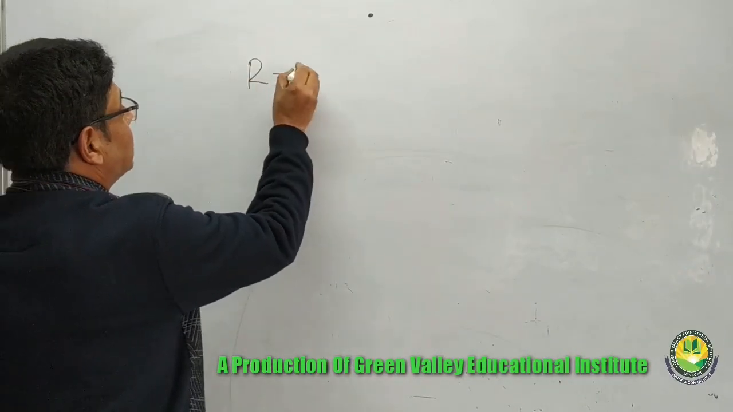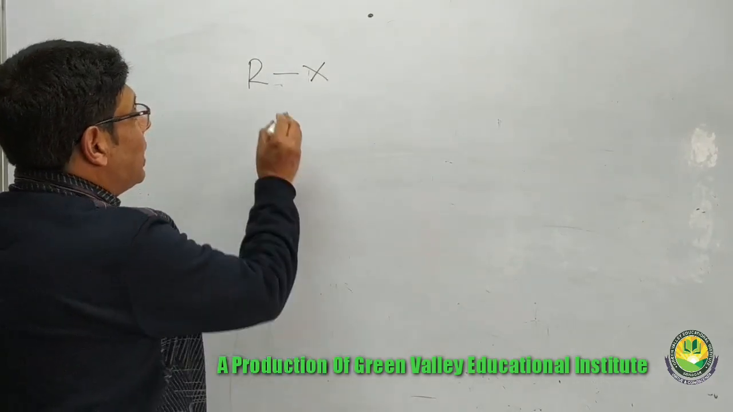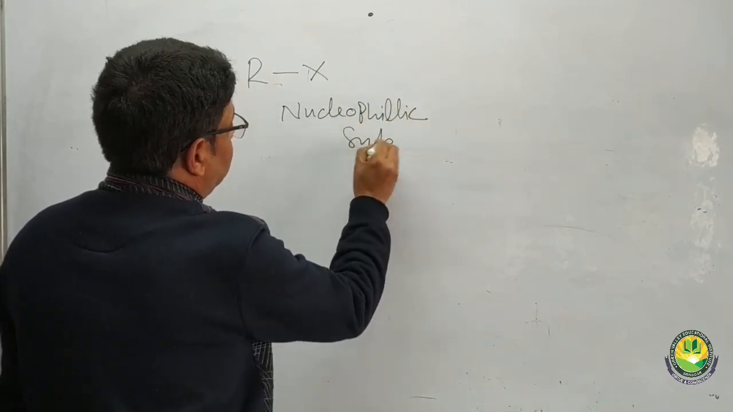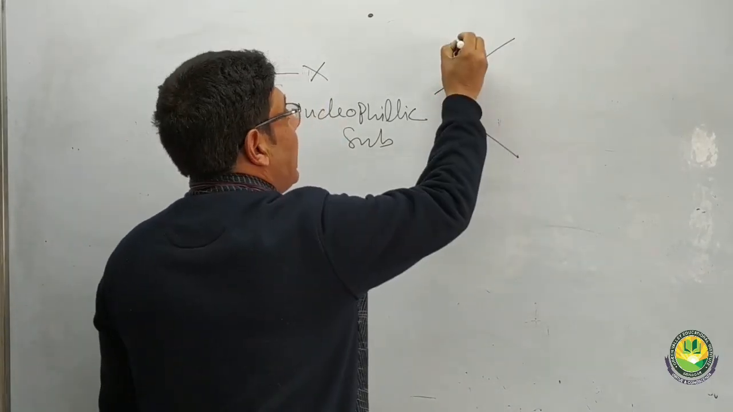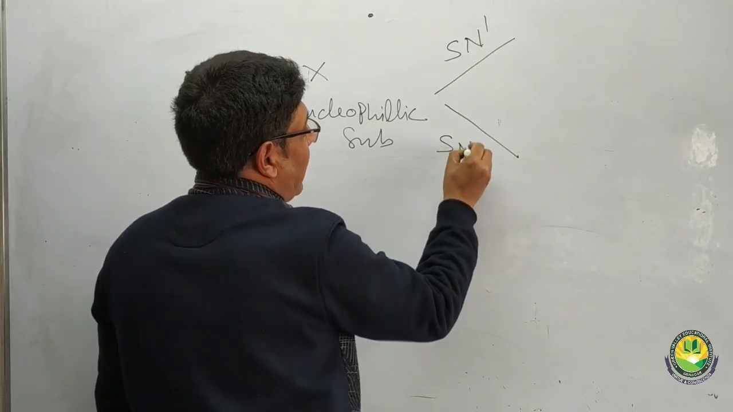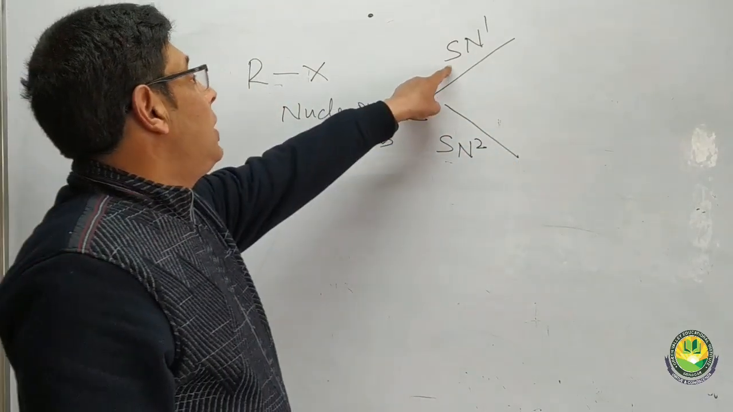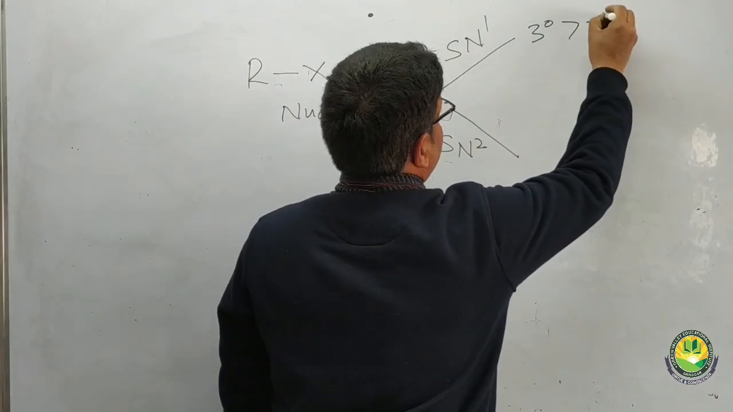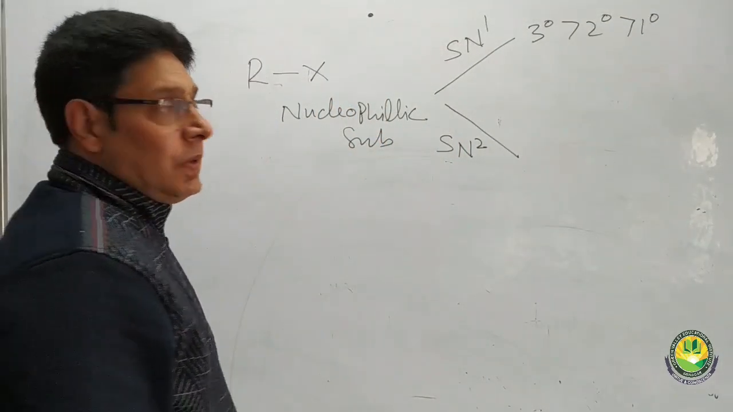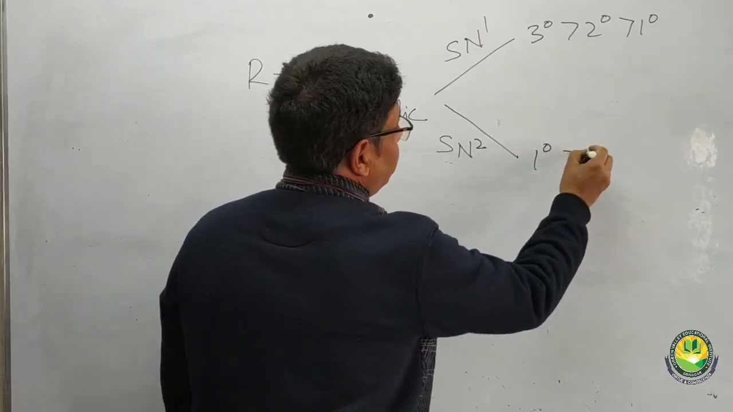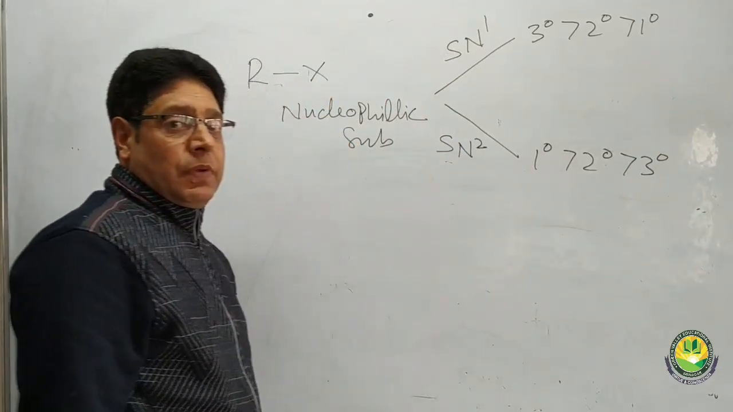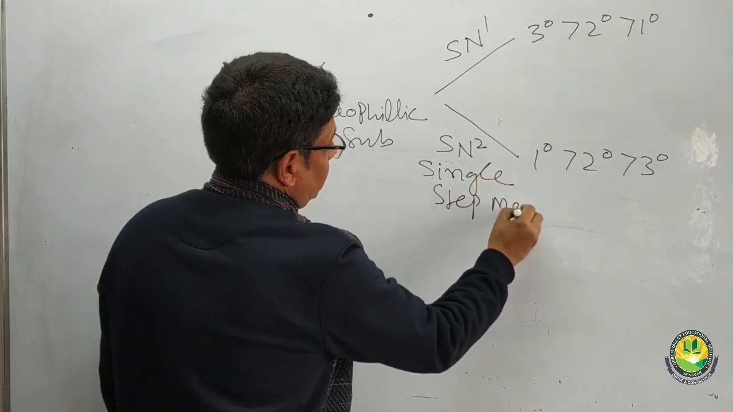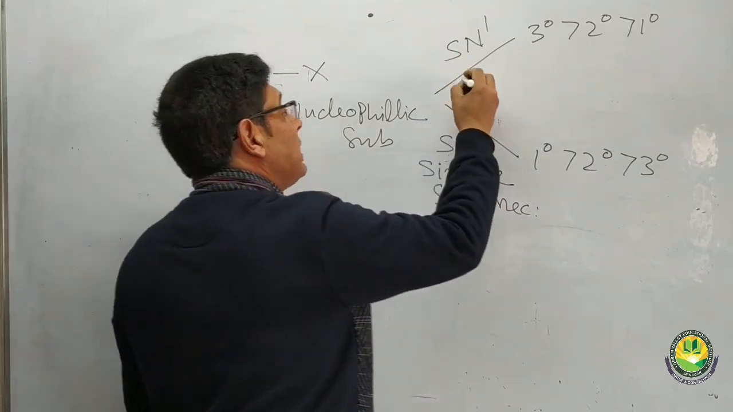Alkyl halides can undergo nucleophilic substitution by two mechanisms, SN1 or SN2. If substitution takes place by SN1 mechanism, the order of reactivity is tertiary, secondary, primary. If it takes place by SN2 mechanism, it is primary, secondary, tertiary. SN2 is a single step mechanism. SN1 is a two step mechanism.